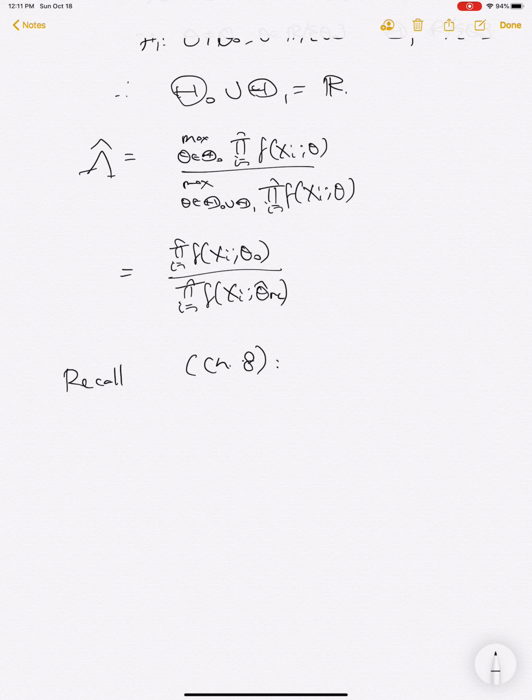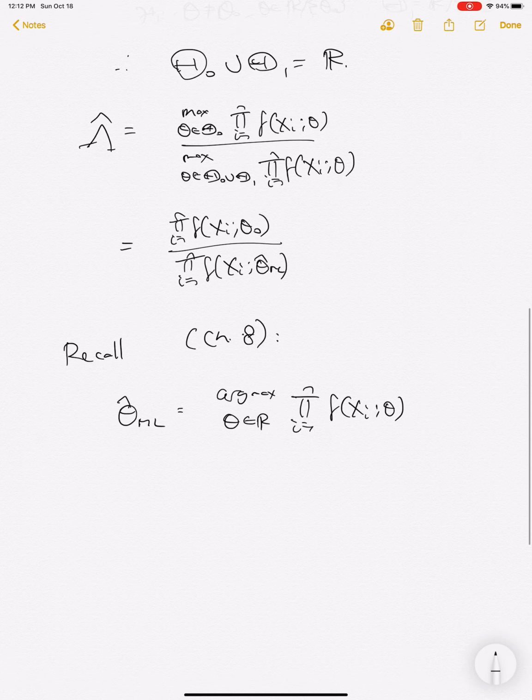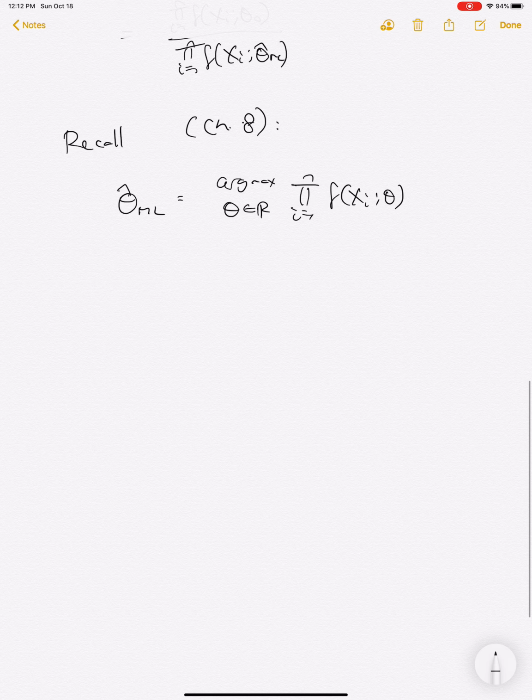So here, remember that theta hat ML is equal to the argmax. Here we're assuming that the xi's are independent, and so the argmax, remember, the theta hat ML was given by this formula. So let's see a couple of examples.